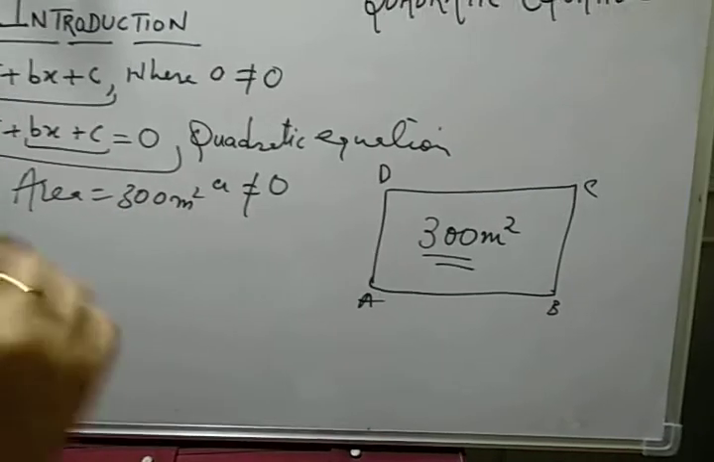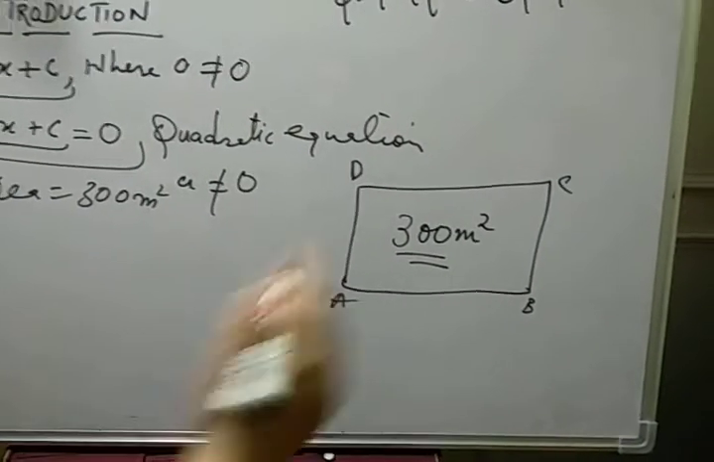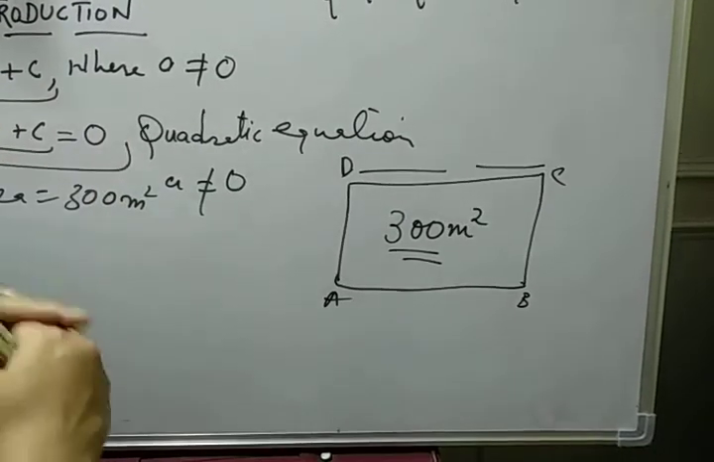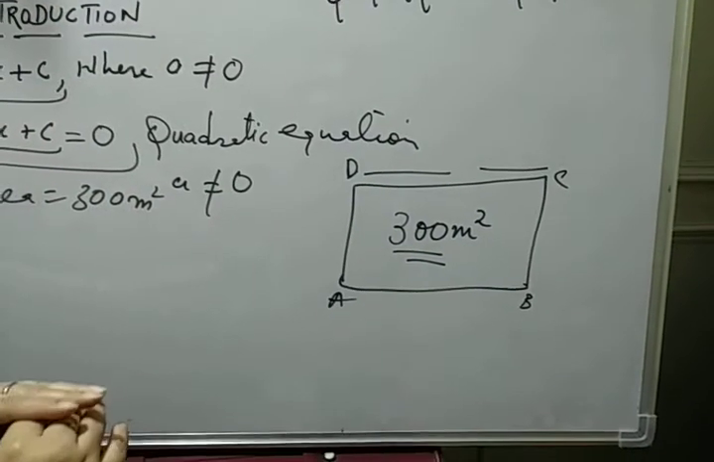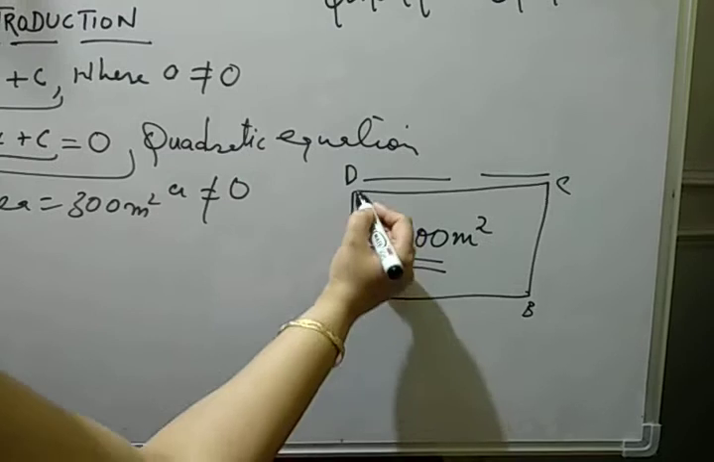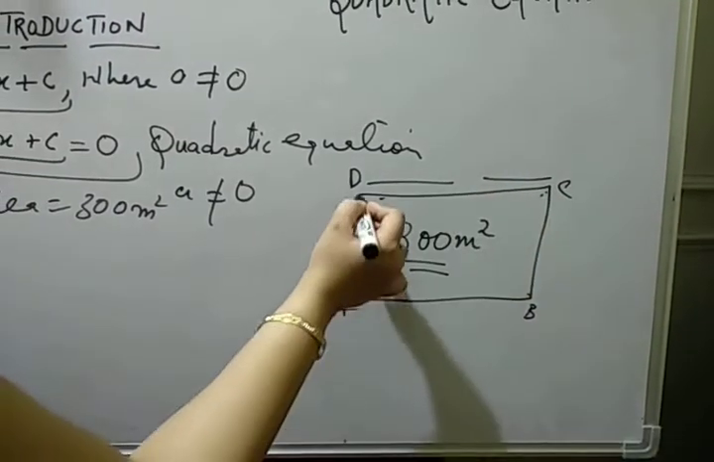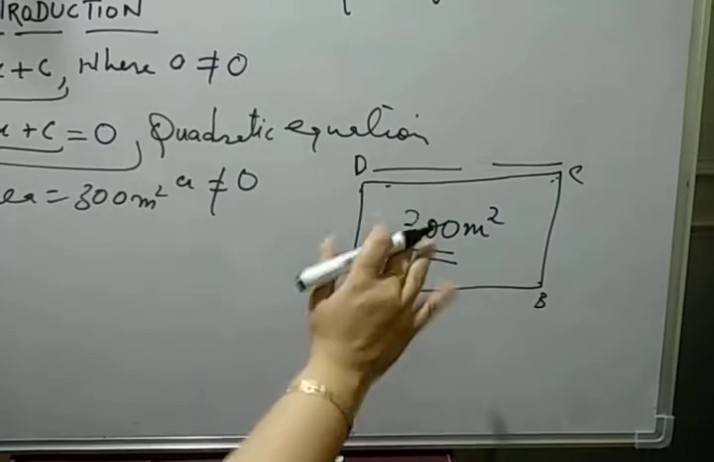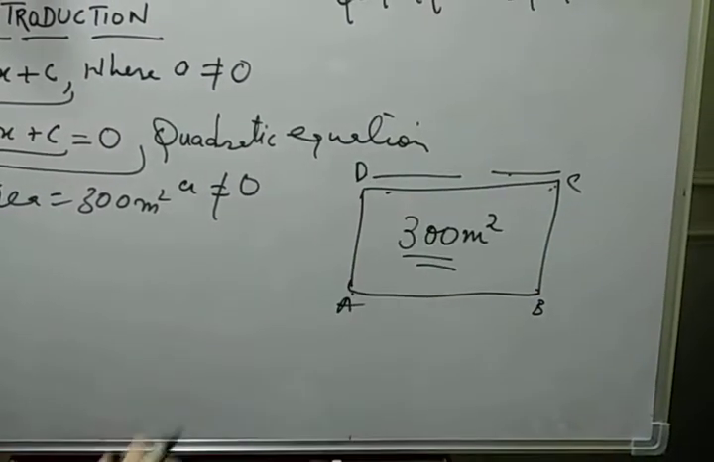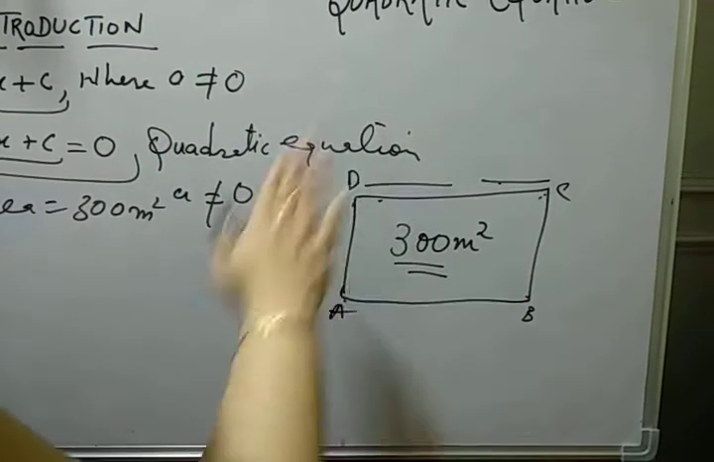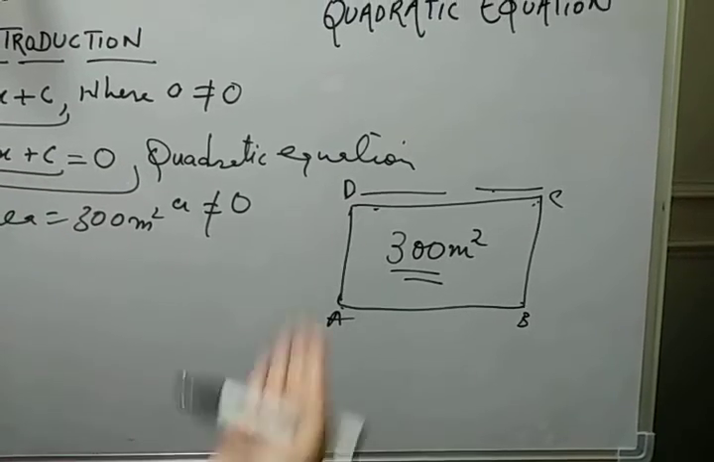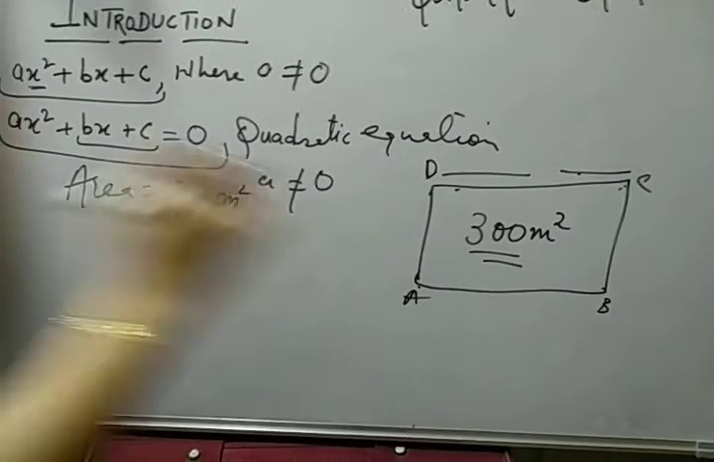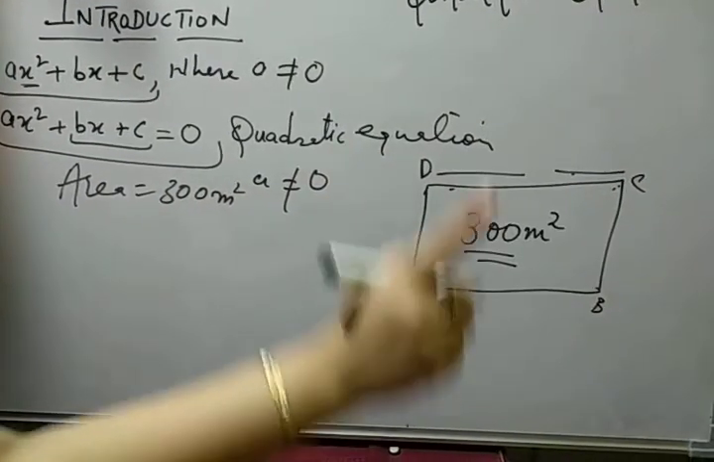And someone gives you the situation that the length of this rectangular park is 1 more than twice its breadth. This is the length of the rectangular park, this is the breadth of the rectangular park. If someone tells you that the length is 1 more than twice its breadth, how can you find the length and the breadth of the rectangle? See, length is 1 more than twice its breadth.